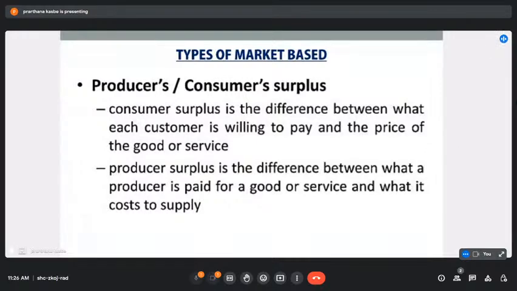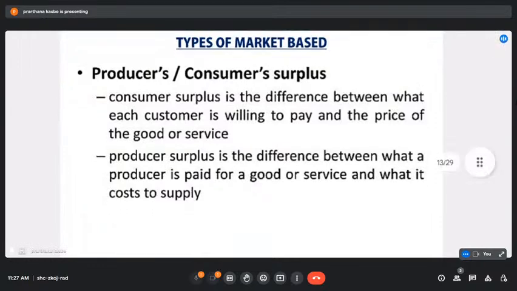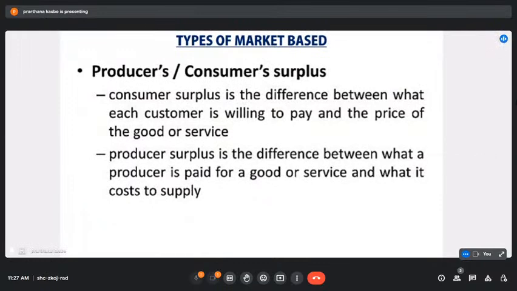What is meant by the consumer surplus? The consumer surplus is the difference between what each customer is willing to pay and the price of the good or service.